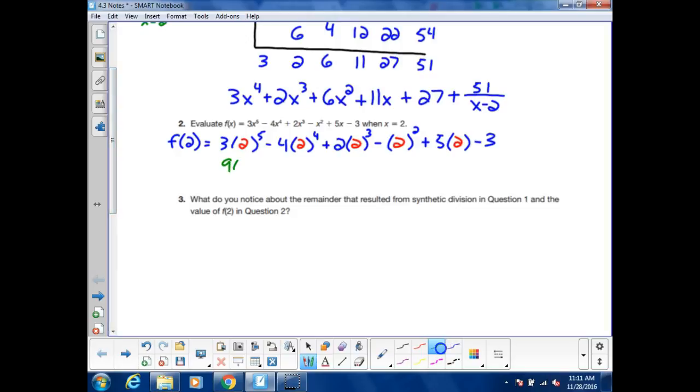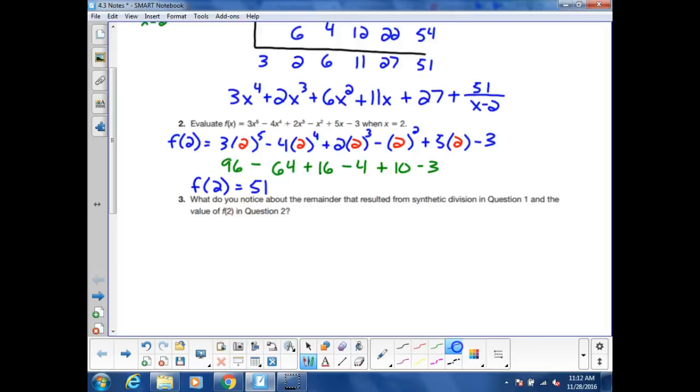Okay, so that's 96 there. Then 2 to the 4th power is 16 times 4 is 64, so that's minus 64. 2 cubed is 8 times 2 is 16. 2 squared is 4. 5 times 2 is 10. Minus 3 is minus 3. 96 minus 64 is 32. Plus 16 is 48. Minus 4 is 44. Plus 10 is 54. Minus 3 is 51. So f of 2 here is equal to 51.